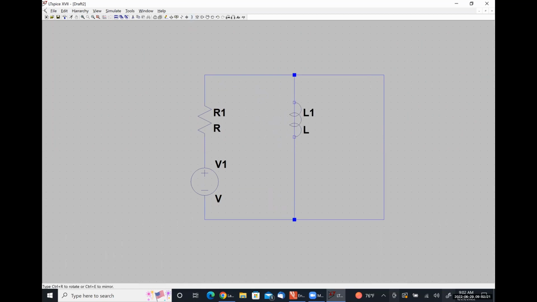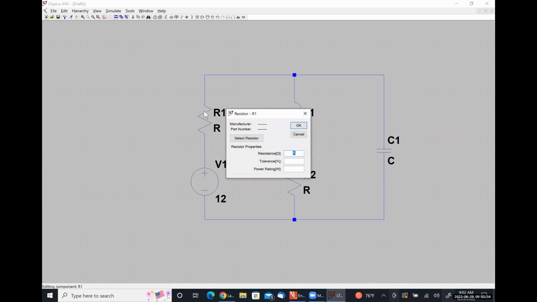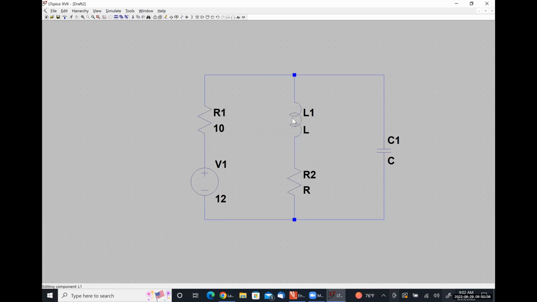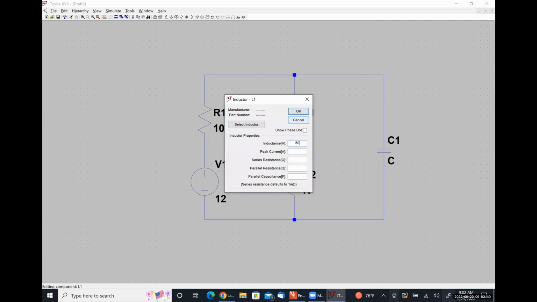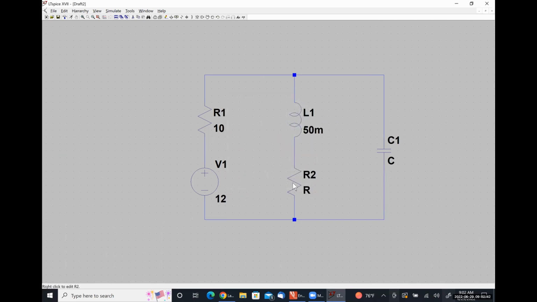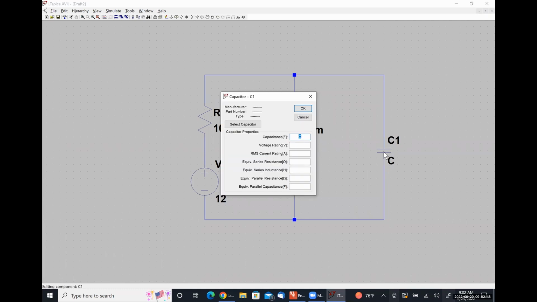I'm going to have an inductor that goes here, another resistor that goes down here, a capacitor over here. My voltage is 12 volts. R1 is 10 ohms. L1 is 50 millihenries. R2 was 5 ohms. C1 was 600 millifarads.